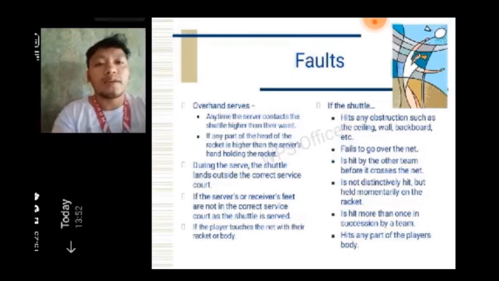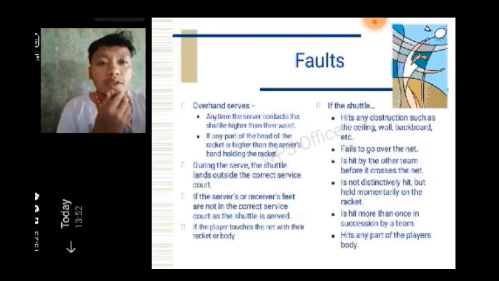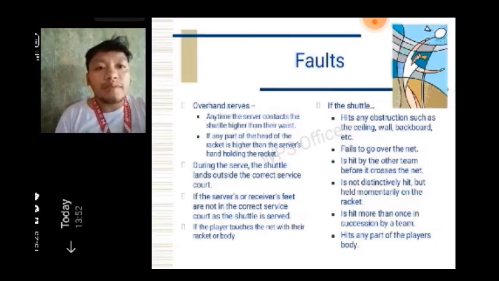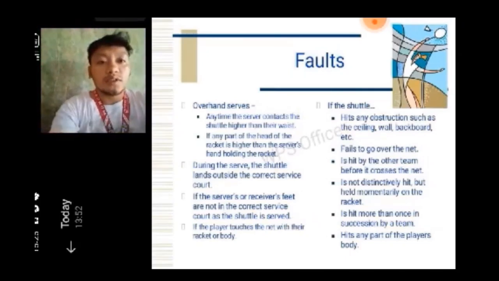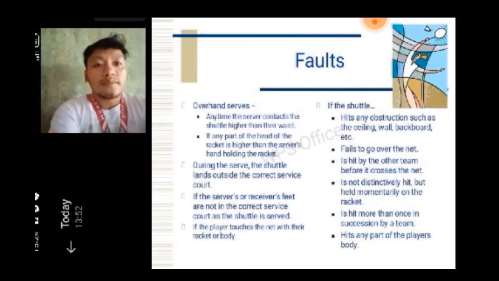So our topic is all about the faults. So mga mali. First one is overhand serve. Anytime the server contact the shuttle higher than their waist. So ang tama nga kuan is ang imuhang shuttle is over dapit ra sa imong hawak.